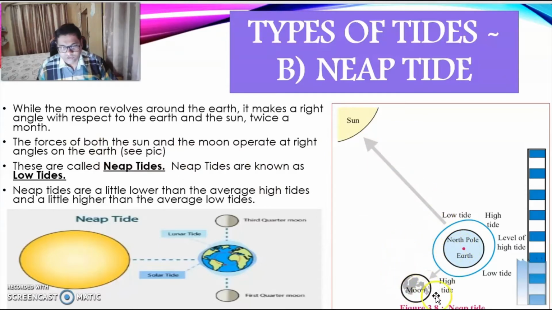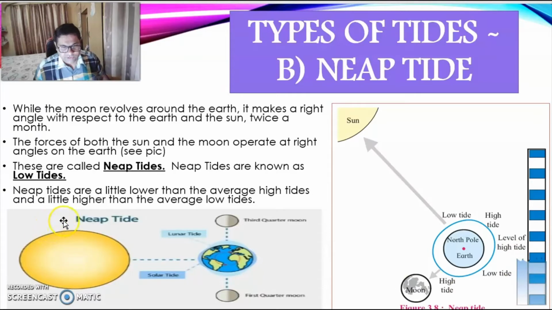Now, you know the moon is going round and round around the earth, right? So when it forms an angle of 90 degrees, the bulge is over here. Wherever the moon is, the bulge is over there. Here high tide, here high tide. So opposite will be low tide, low tide. Here you can see the level of the tide.